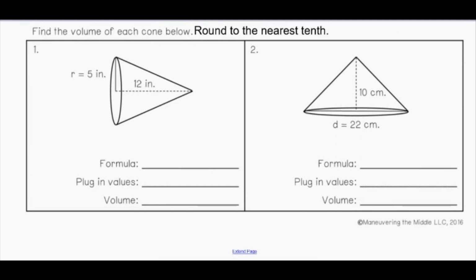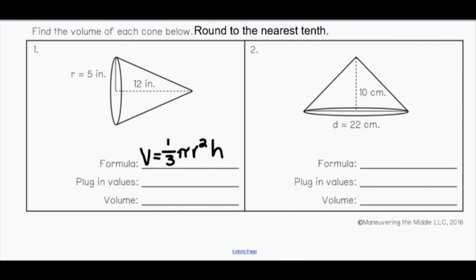Let's do some example problems. Find the volume of each cone below. Round to the nearest tenth. As you can see, for example 1, you have a cone. The formula for a cone is V is equal to 1/3 times pi times radius squared times the height.